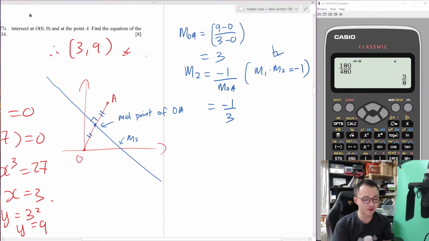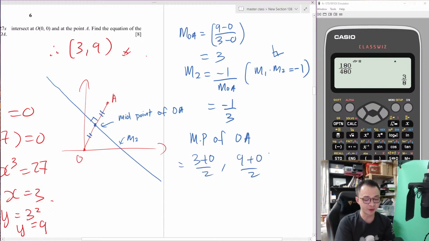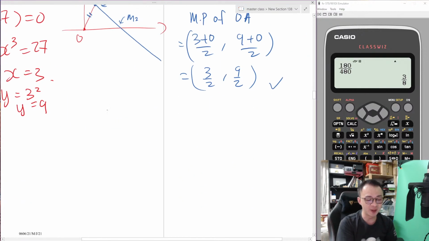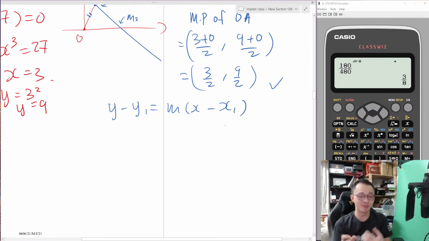Alright, then I want to find the midpoint of it. So the midpoint of OA: the formula is (x1 plus x2 over 2, comma, y1 plus y2 over 2). So this is 3 over 2 and 9 over 2. This is the midpoint of OA. Now I have the M2 and I have the midpoint. I can form the equation easily by using the gradient formula: y minus y1 equals m times (x minus x1). You realize this is the gradient formula if I move the x minus x1 to the other side. But normally we use this one. What's the purpose of using this one? To form a linear equation.